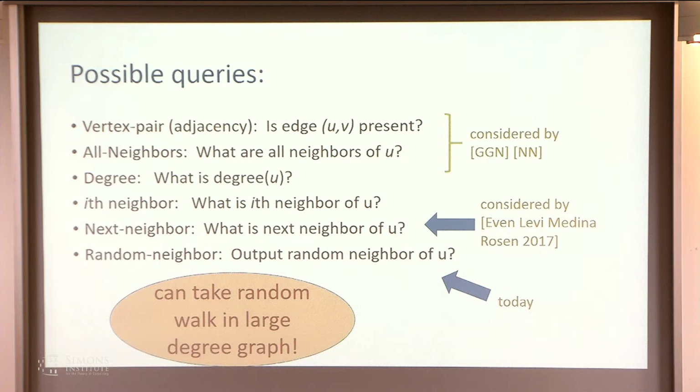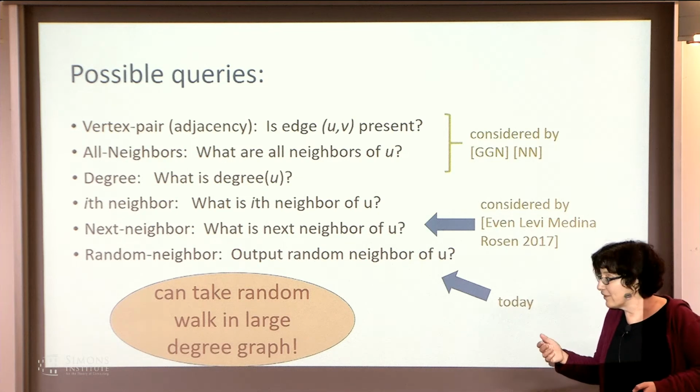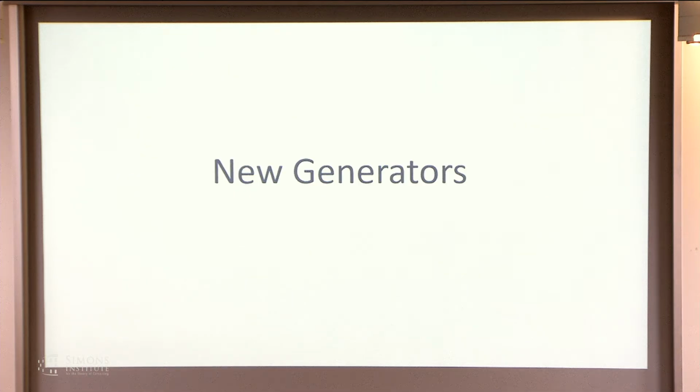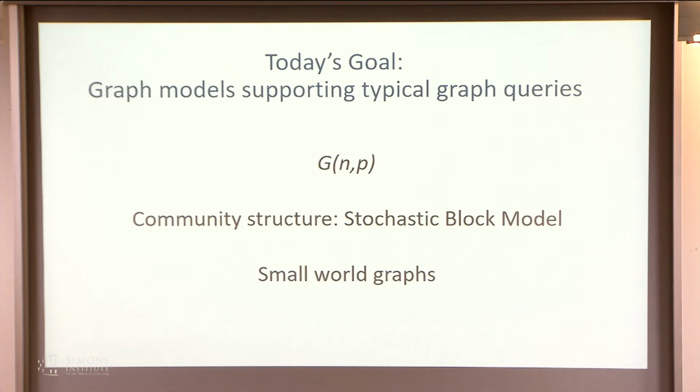Okay, so what's nice about random neighbor is it allows you to take a random walk, even when you're in a large degree graph and you don't have the all neighbors query. Okay, so let's talk about some new generators. We're going to talk about GNP, stochastic block model, and small world graphs.